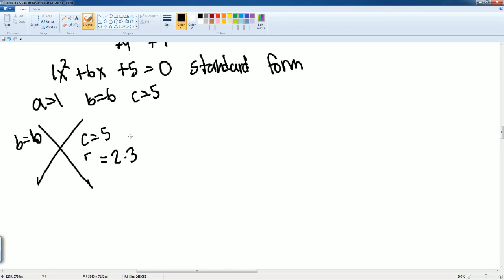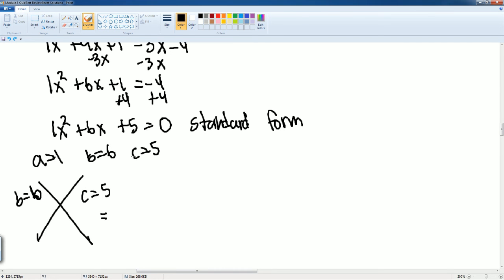Wait, what? Hold on. What adds up to 6 but multiplies to 5? I'm sorry. 1 times 5 gets you 5. That's correct. And 1 plus 5 gets you 6. That is correct. So P equals 1, Q equals 5.